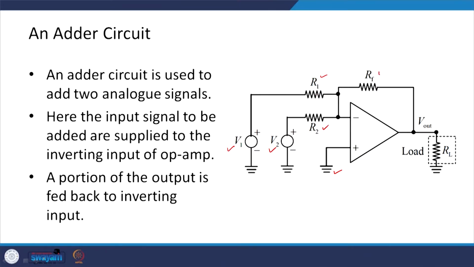So, here we are at input signal conditioning and interfacing. First of all, let us look at the adder circuit. I have two signals and I want to add those signals. Here the non-inverting side we ground. On the inverting side we have the two signals V1 and V2 through the input resistances R1 and R2, and you have the feedback resistance RF. A portion of the output is fed back to the inverting side.